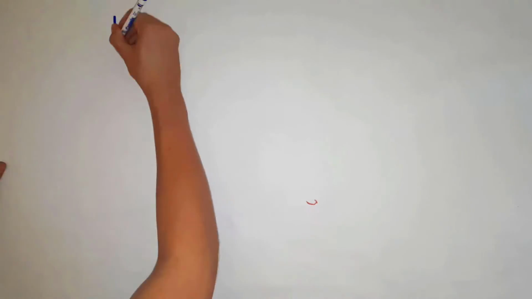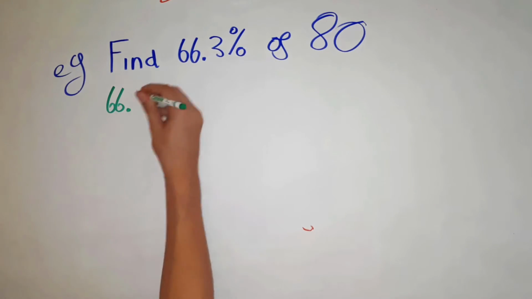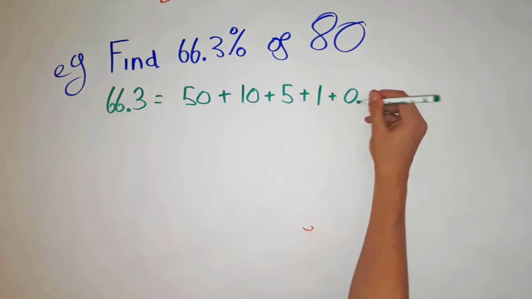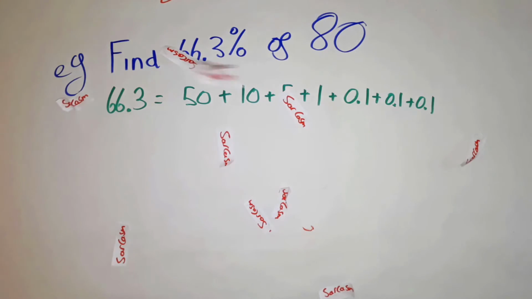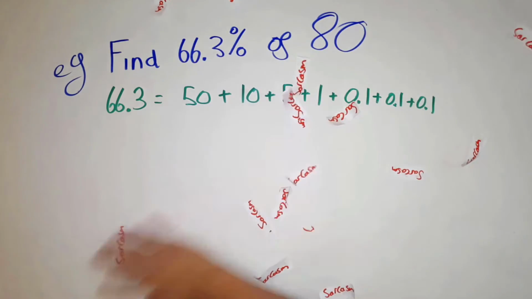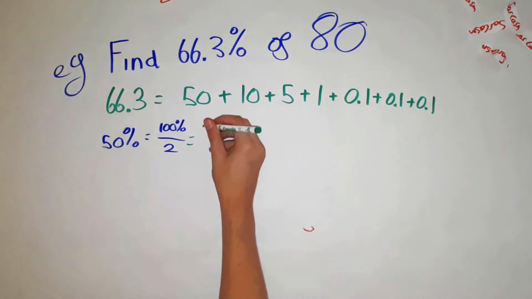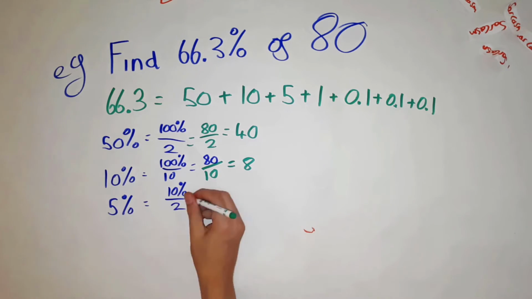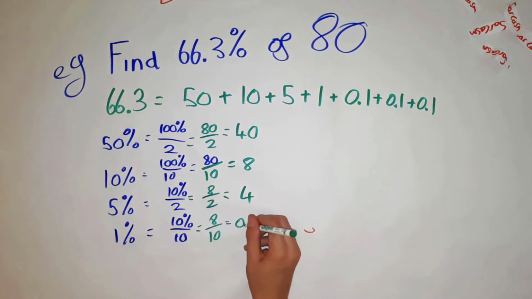Finding 66.3% of 80 seems very hard at first, but once you see that 66.3 equals 50 plus 10 plus 5 plus 1 plus 0.1 plus 0.1 plus 0.1, that should put a big smile on your face, because that's just so easy looking. This is, though, the first step in finding an answer. 50% is easily found, as it's just half of the original 80, being 40. 10% is 1/10 of the original value, being 8. 5% is then half of 10%, making 4. And 1% is 1/10 of the 10% that we found, giving us 0.8.